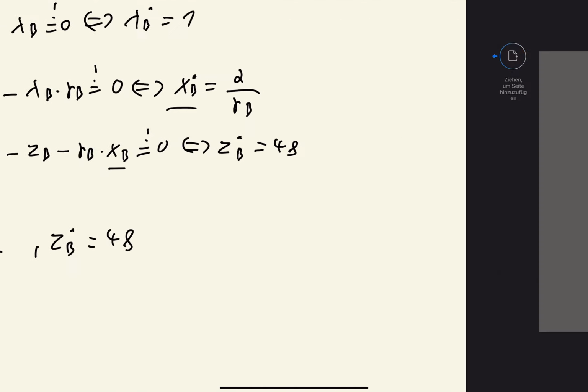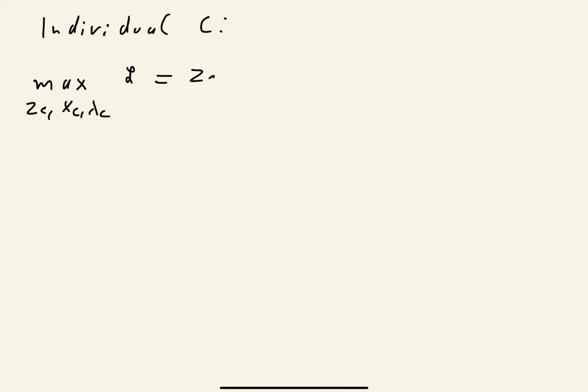Then we come to the last optimization problem, which is for individual C. So now we consider individual C. He is maximizing over ZC, XC, and lambda C. He's maximizing the Lagrangian function, which is equal to ZC plus 5 times ln of XC plus lambda C times 20 minus ZC minus PC times XC.